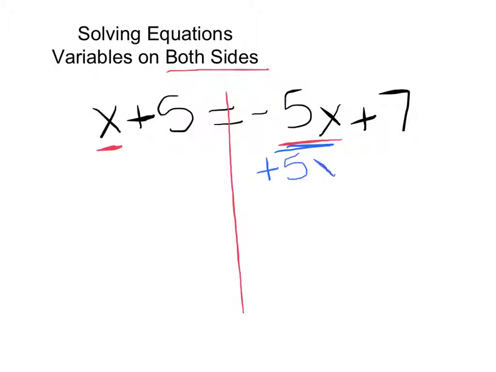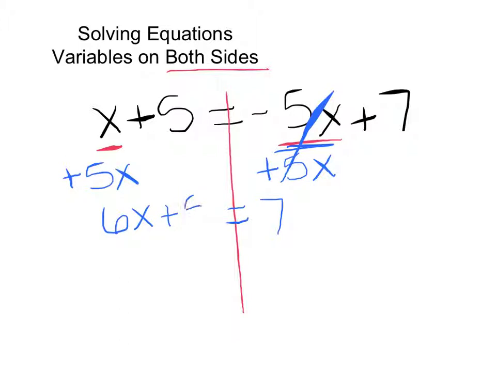Remember when we did do and undo, we made opposites to undo things? Well, I'm going to undo that 5x there. But I need to make sure that I keep this equation balanced, so I'm going to also do the 5x over here. Add 5x to both sides. Now, negative 5x plus 5x is nothing. They cancel out. I'm left with just a 7 on that side. Now let's see what happens on the other side. 1x plus 5x's is 6x's. Combining like terms, remember? Plus 5 stays the same.